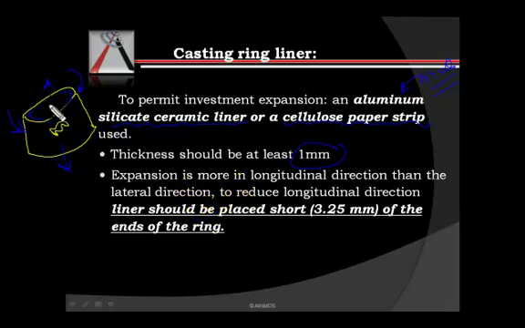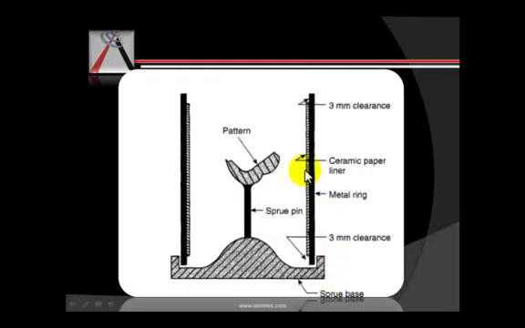So to reduce this longitudinal expansion, the liner is placed 3.25 millimeters short at the end of the ring. Let's see it diagrammatically. Here in this diagram we can notice the liner. This liner lines the inside of the casting ring. This is just a cross section. So these open ends, since they are open, the investment easily expands in these directions.